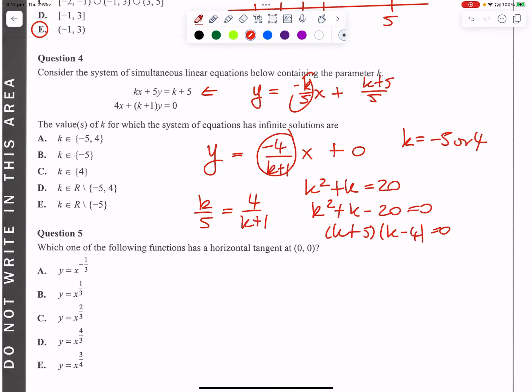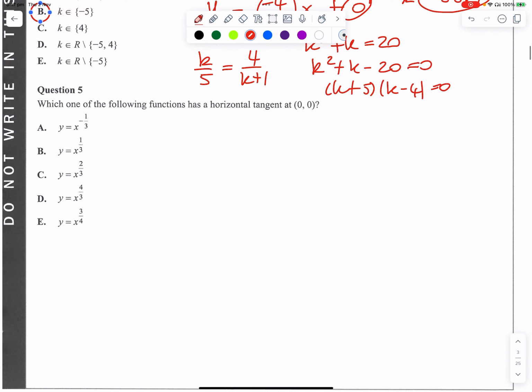I should have just looked at those and found that. Okay, negative 5, I put it into that, I'm going to get 0, and that's going to be 0, so that's right. If I put 4, I'm going to get 9 and 5 and 0, so the only answer is k is negative 5, because I've got to have the same gradient and y-intercept.